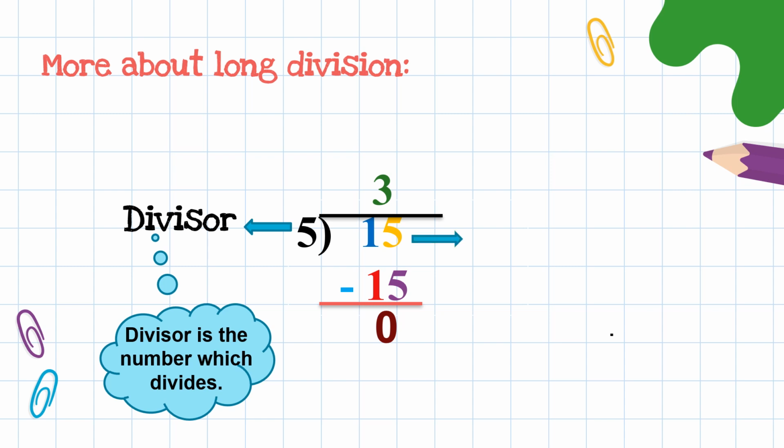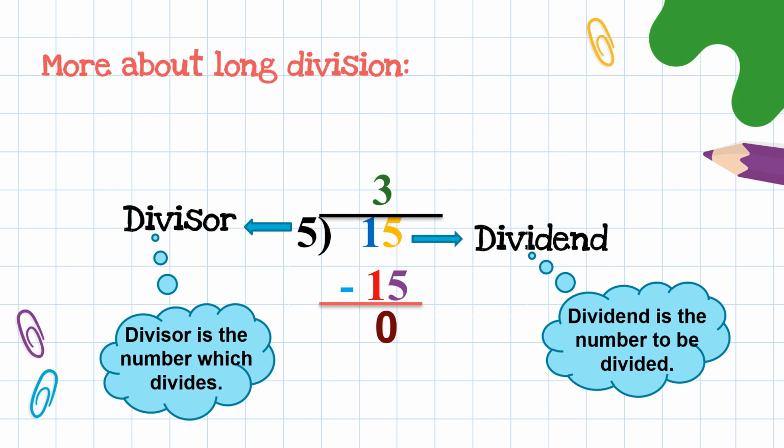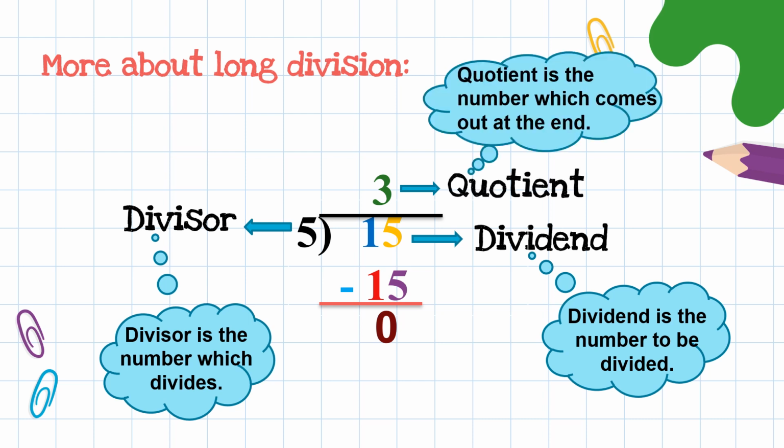The number 15 inside the division sign is called the dividend. Dividend is the number to be divided. The number 3 that is written at the top of the division sign is called the quotient. Quotient is the number which comes out at the end. And when 15 is subtracted from 15, we get 0. 0 is the remainder.